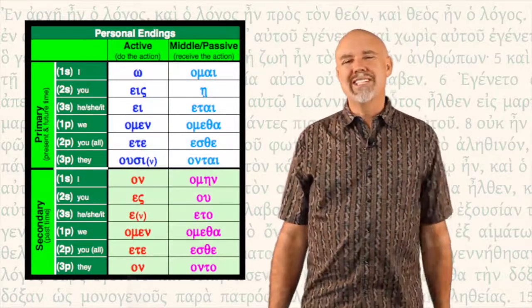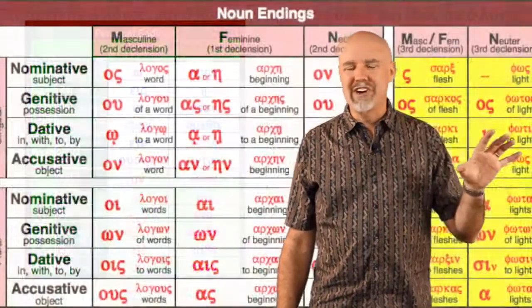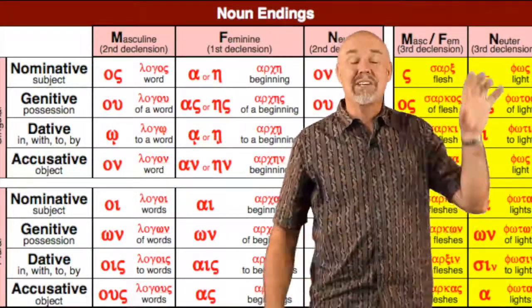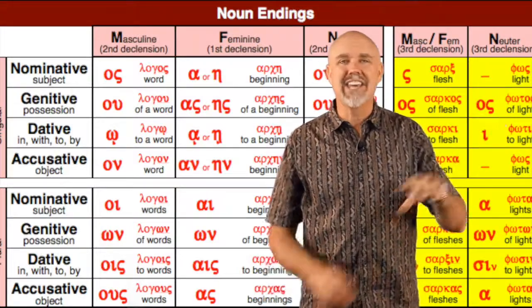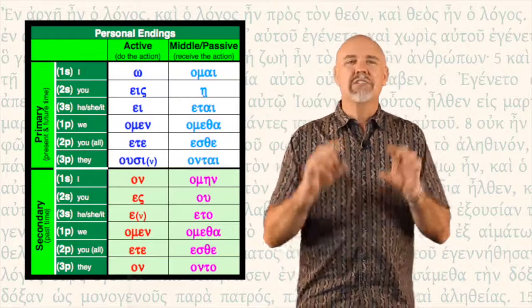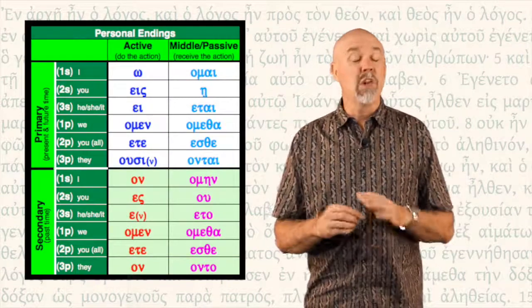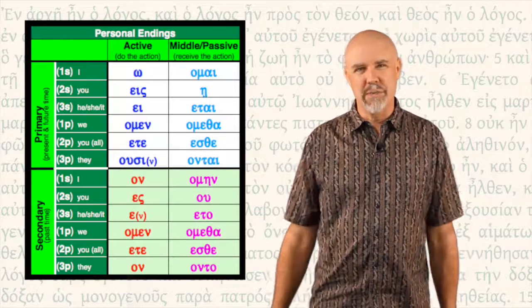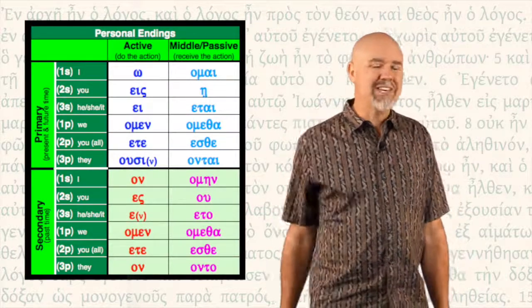Remember how earlier I said, boy, you've got to know that noun endings chart. If you could just learn that noun endings chart, you're halfway home, because that's like the key that unlocks so many mysteries. In the same way, this personal endings chart will unlock all kinds of mysteries for you when it comes to verbs. So you should have it down like this.